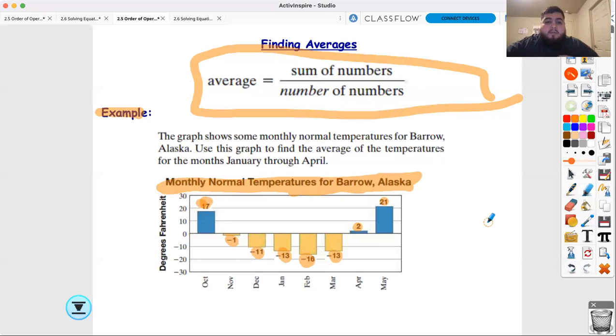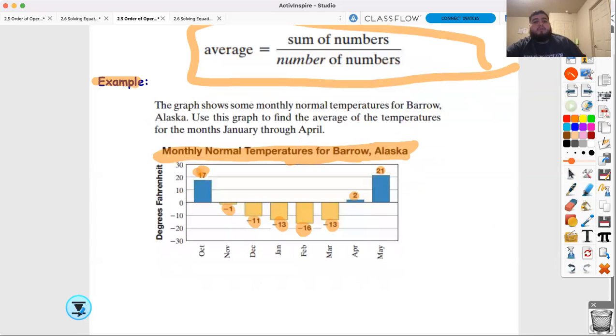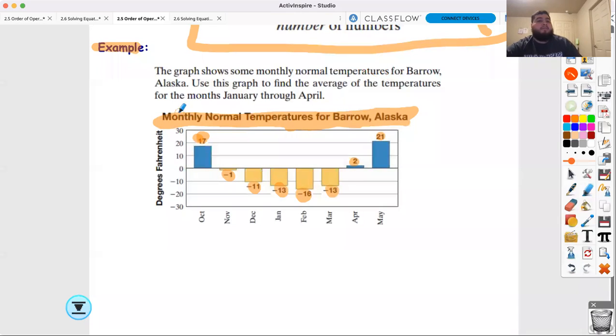All right, class, now I'm going to get started. To find the average of something, you have to sum the different items and divide by the number of items we added. Let's look at this example. The graph shows some monthly normal temperatures for Barrow, Alaska. Use this graph to find the average of the temperatures for the months January through April.